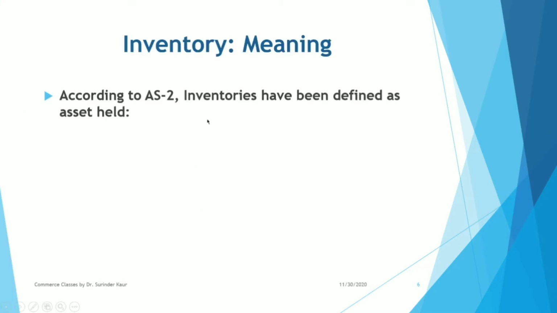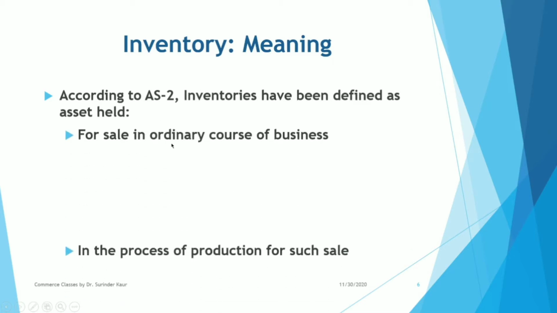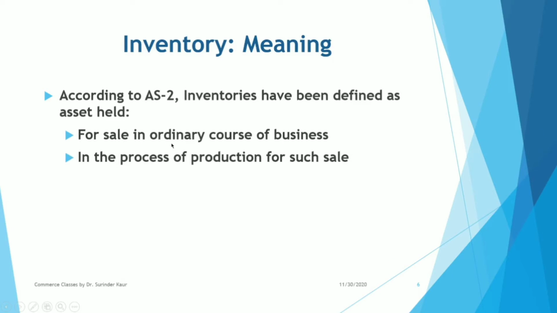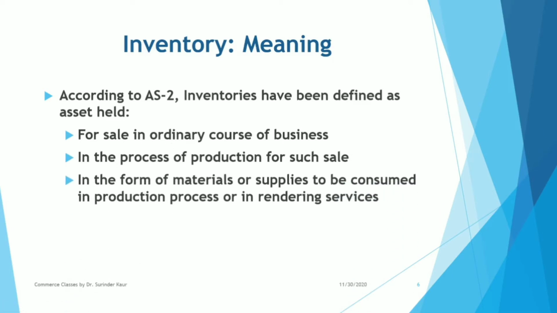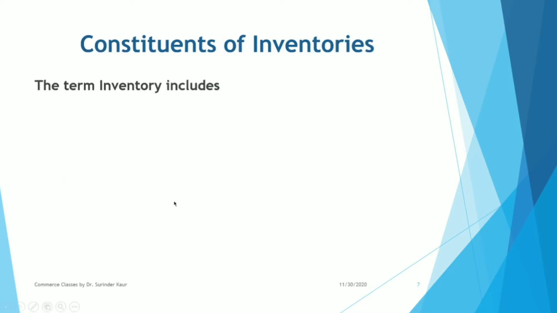So according to AS2, inventories have been defined as the assets held for sale in the ordinary course of business and in the process of production for such sale, or in the form of materials or supplies to be consumed in the production process. So if you have a manufacturing concern for making garments, then all the raw materials in the form of clothing material, buttons, and so on, all these things will be a part of your inventories.